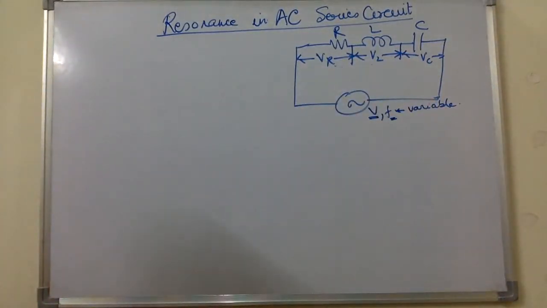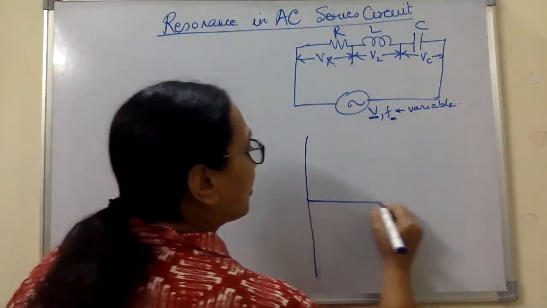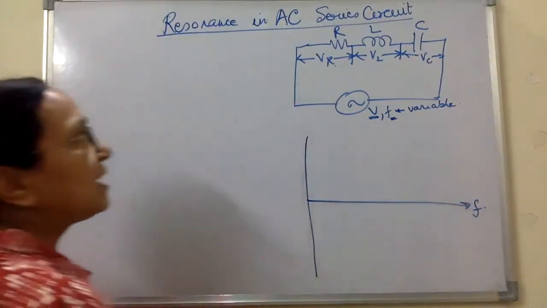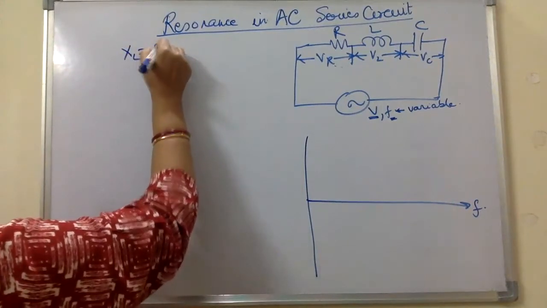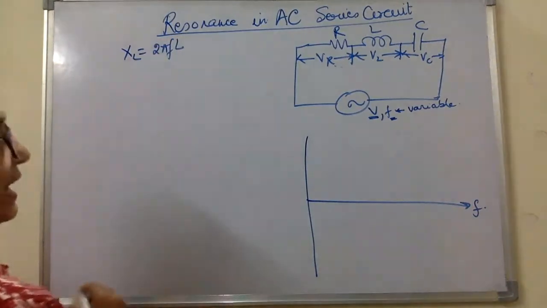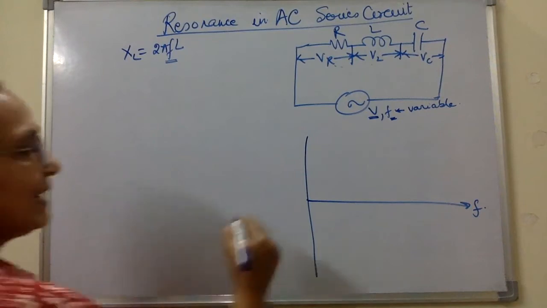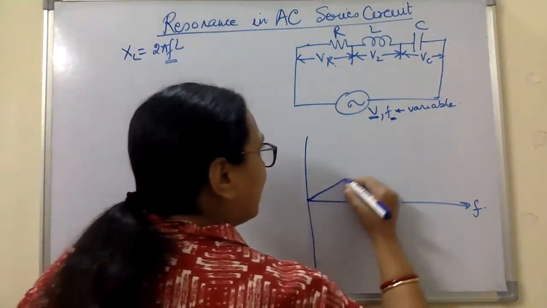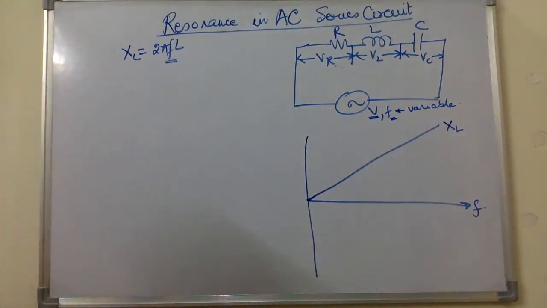is VC. Now, if I try to draw the inductive reactance with respect to frequency, then you say that XL is equal to 2 pi FL. This means as the frequency increases, the value of XL will increase. So it is a straight line curve. So this is your variation of the inductive reactance with respect to frequency. As you go on increasing the frequency, the inductive reactance goes on increasing.